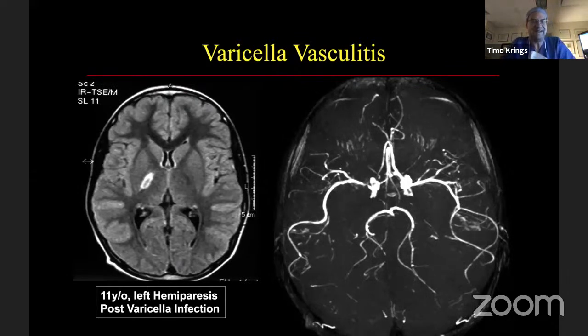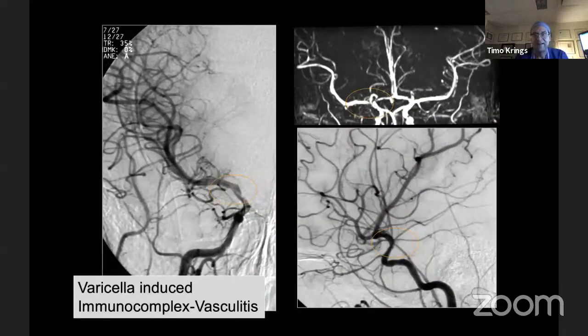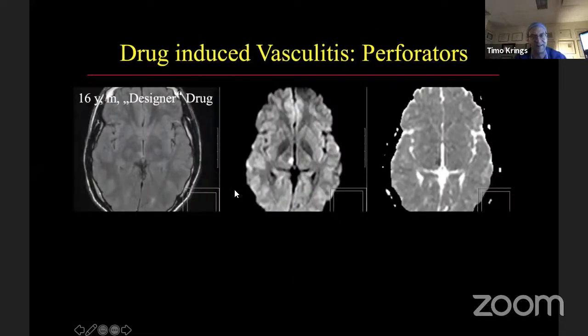So here we have an 11-year-old boy who presented with a left hemiparesis related to a perforator ischemia. And on time of flight MRA, you can see a focal narrowing of the M1 segment. When you see this, always think first and foremost varicella vasculitis. This is the diagnostic angiography where you can see the beaded appearance right here at the M1 segment.